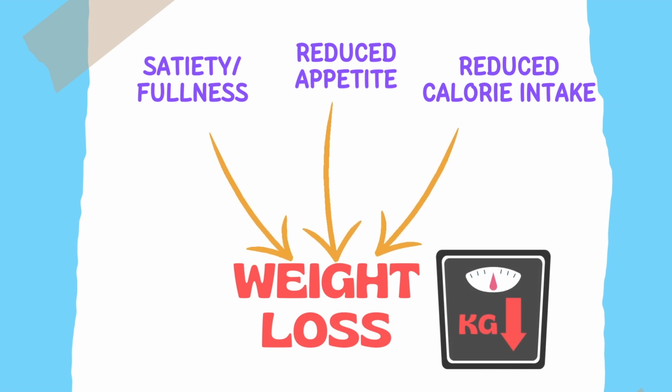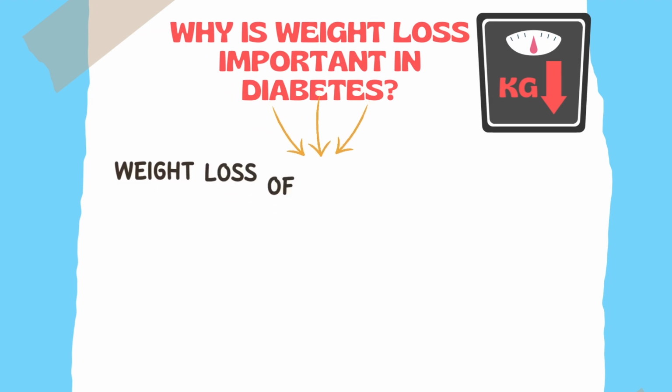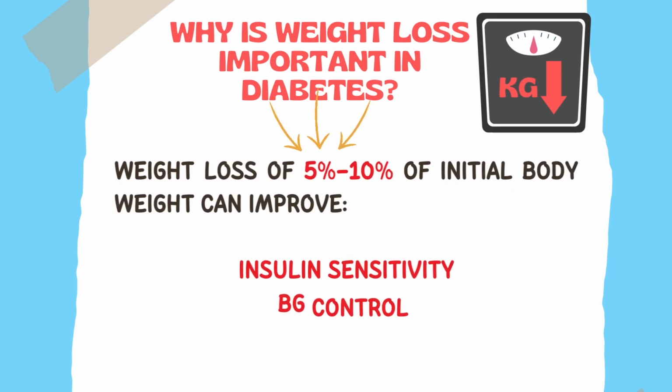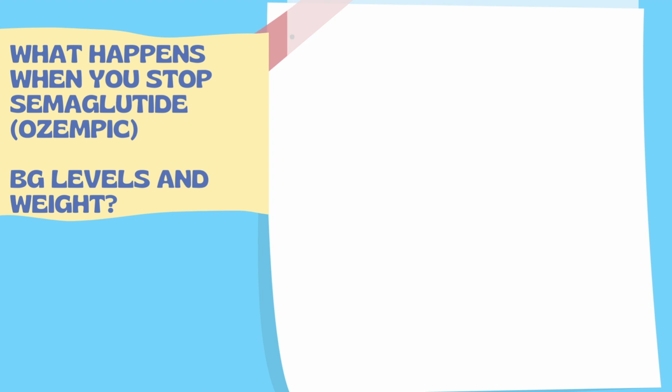So to sum this up, with increased satiety or feeling of fullness, reduced appetite, and reduced calorie intake, the overall effect will be weight loss. And remember, weight loss is important in diabetes. Weight loss of 5 to 10% of initial body weight can help improve insulin sensitivity, blood glucose control, as well as blood pressure.